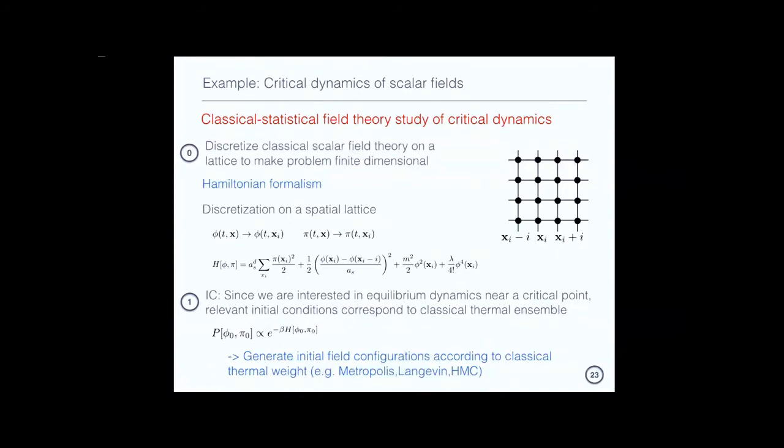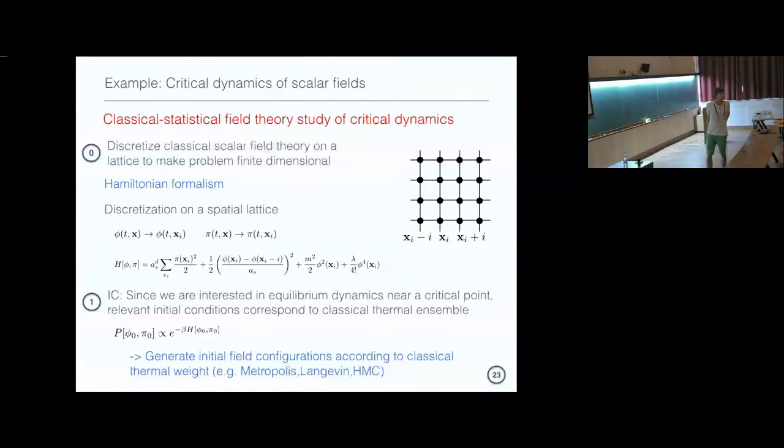Okay, so what does one do? Let's say we're in two dimensions here. You put your thing on a lattice, a certain number of sites, the same spacing in each direction. And then you pretend you know the field values at each and every site of this lattice. And then, in principle, all you have to do is write down a Hamiltonian as a function of this lattice field and momentum variables.